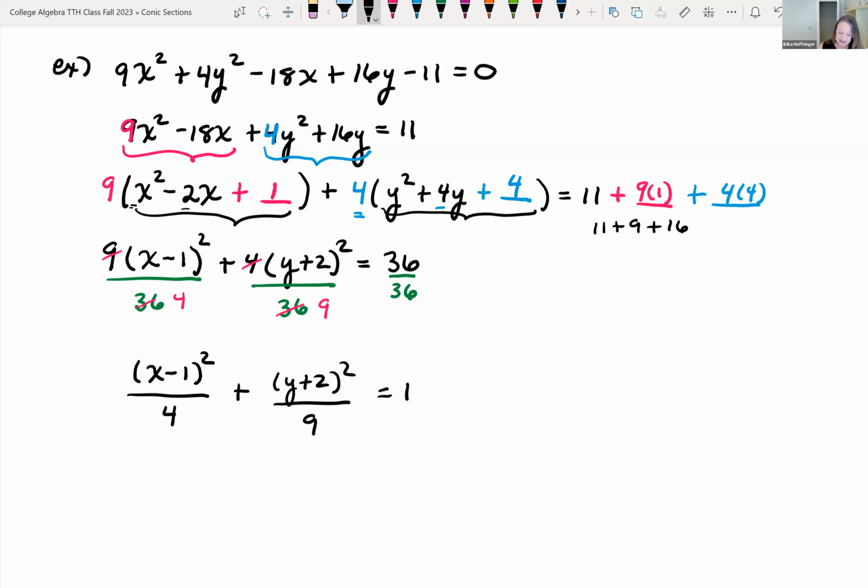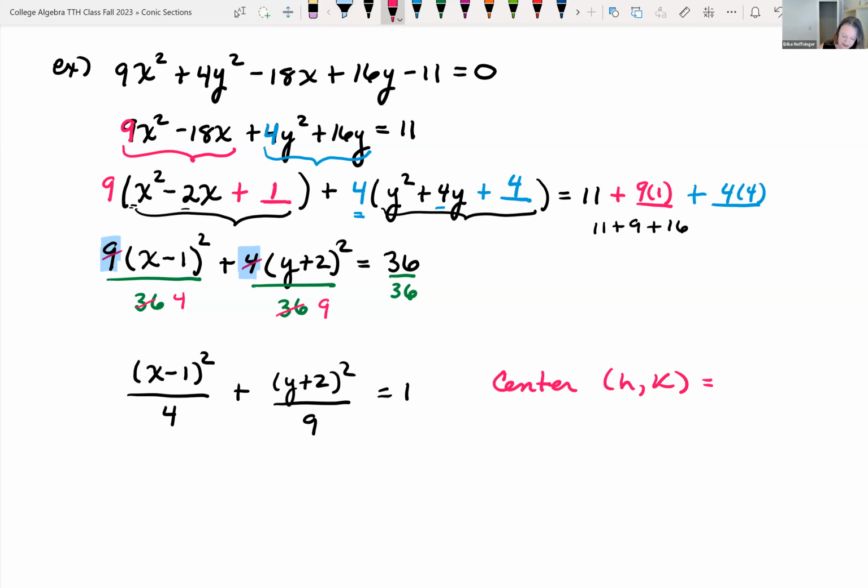So it's now in that standard form. You do want to make sure that you reduce this, because in standard form, that coefficient in the numerator in front of the square is 1. Okay, so now we have this reduced. We should be able to tell what the center is. The center is (h, k).